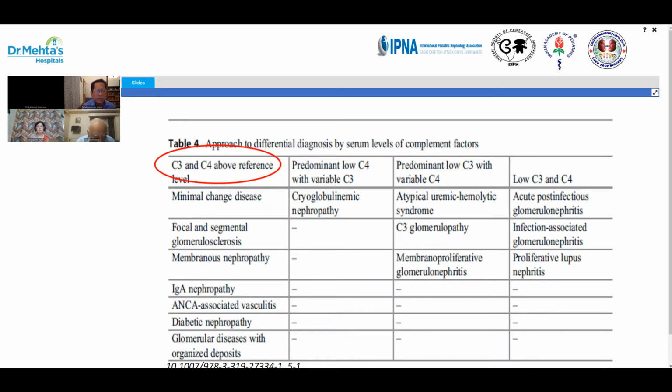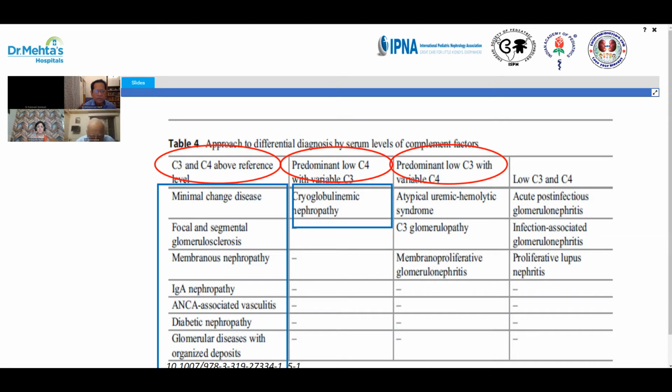When C3 and C4 are above the reference level, there is every possibility of minimal change disease, focal FSGS, membranous nephropathy, IgA nephropathy, ANCA-associated vasculitis, or glomerular disease with organized deposits.